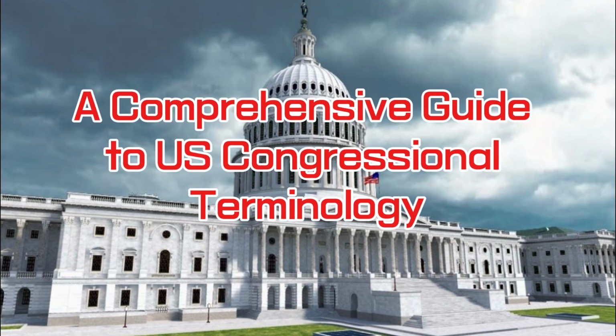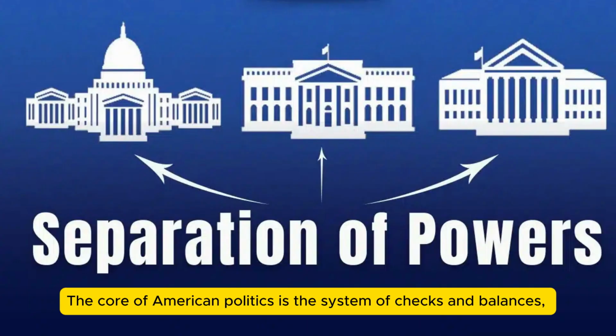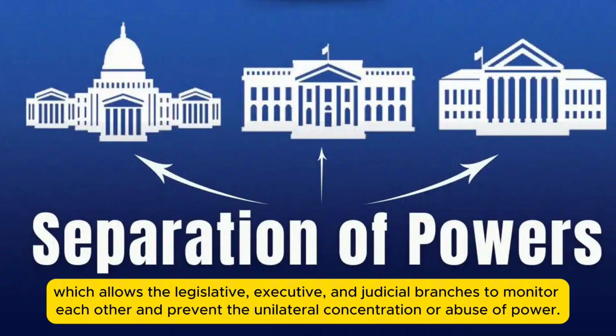Why doesn't the US Congress use yes and no? Let's take a look at the terms used in American politics, especially in the US Congress. The core of American politics is the system of checks and balances, which allows the legislative, executive, and judicial branches to monitor each other and prevent the unilateral concentration or abuse of power.